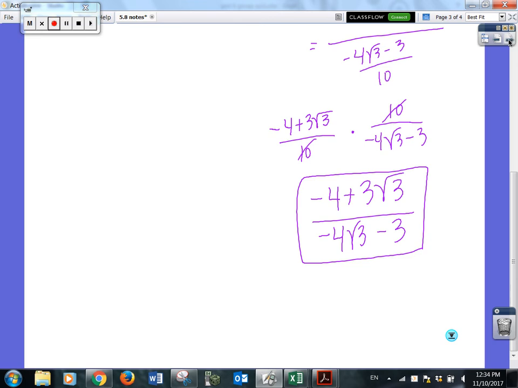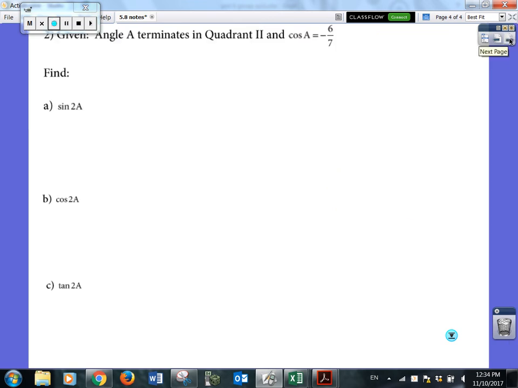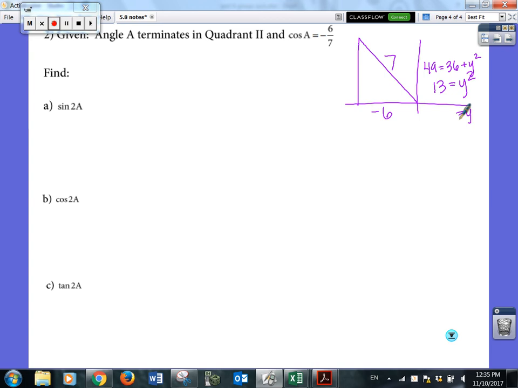All right, and then the last example is a double angle. These are a little bit easier because with the double angle, there is only a single angle. So this one does have to tell you exactly what quadrant you're going to be in. It tells you we are in quadrant 2. Cosine of A is adjacent over hypotenuse. So 49 equals 36 plus y squared. 13 equals y squared, so y is plus or minus root 13. Left is negative, up is positive, so it's going to be positive root 13.